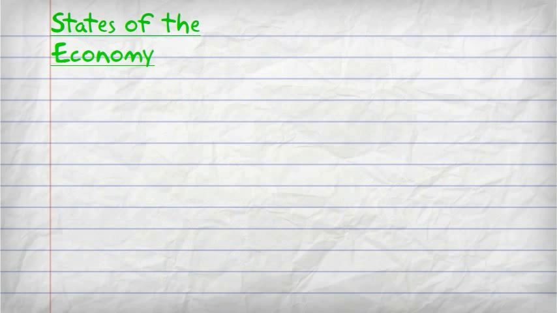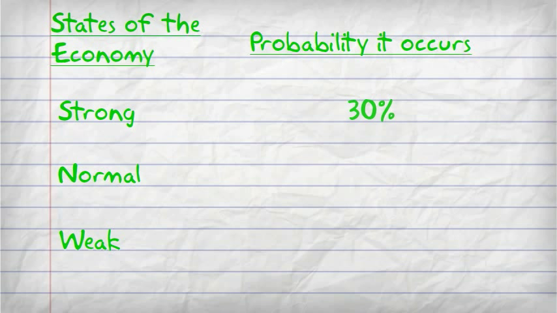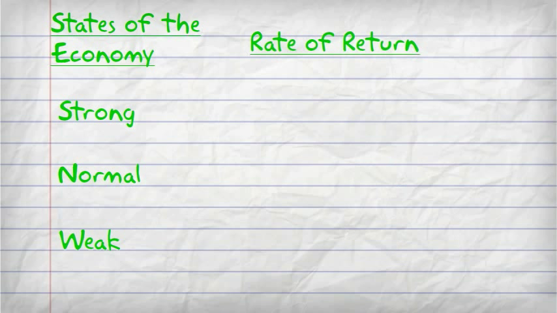Suppose Mike thinks that there are three possible states of economy that can occur next year. They are strong, normal, and weak. Mike thinks that there will be a 30% chance of a strong economy occurring, a 40% chance that a normal economy will happen, and finally a 30% chance that the economy will be weak next year.